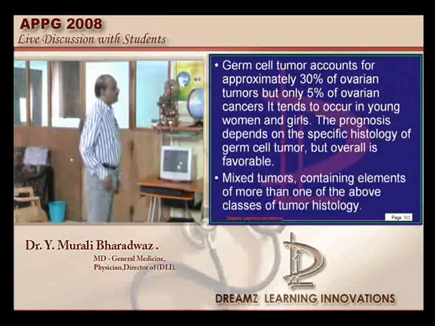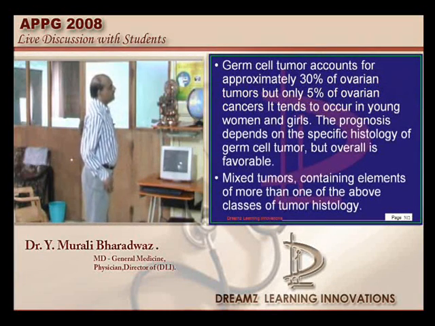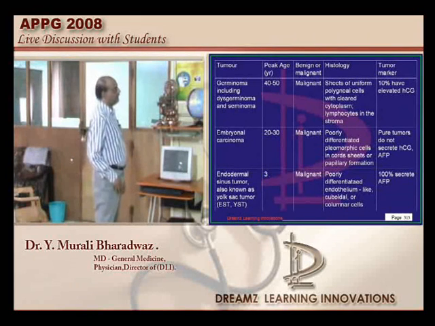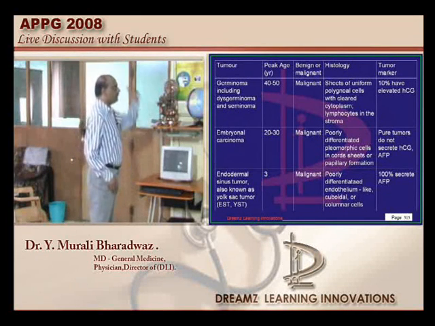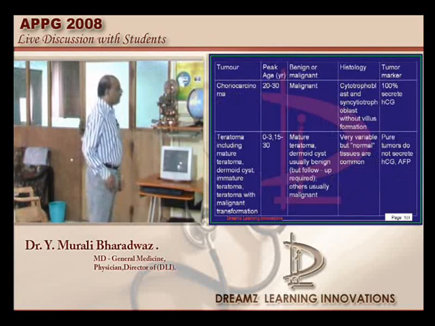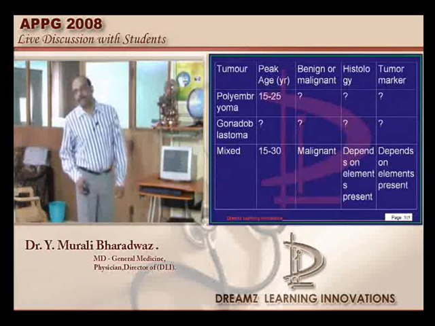Then which are called germ cell tumors basically? Six tumors are called germ cell. One is germinoma, otherwise called dysgerminoma, embryonal carcinoma, endodermal sinus tumor, choriocarcinoma, teratoma, polyembryoma, and gonadoblastoma.